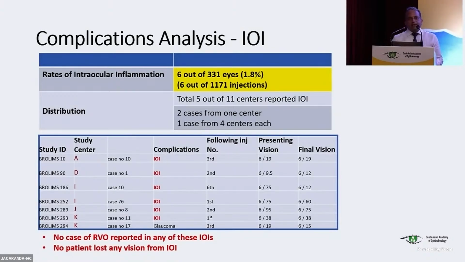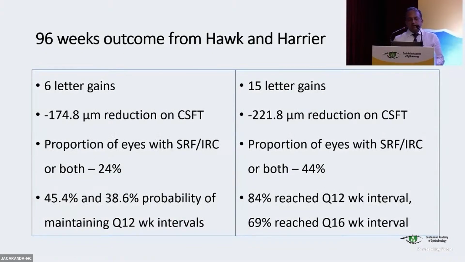We cross-checked them twice with the centers, even after conclusion of the study. Even in the long term, none of these patients have encountered any intraocular inflammation which has led to occlusive vasculitis. I just tried to put this slide together this morning, to give you a rough idea if you compare 2-year outcomes from HAWK and HARRIER versus this retrospective study. On the left side is HAWK and HARRIER and the right side is our study.